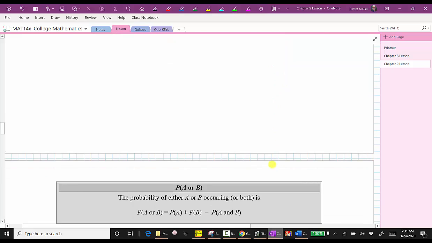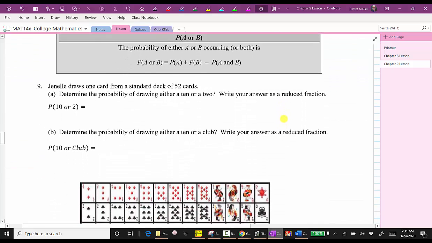And now let's talk about OR probability. The probability of either A or B occurring is equal to the probability of A plus the probability of B minus the probability of A and B. Now sometimes the probability of A and B will be 0 because A and B cannot occur at the same time. When this happens, events A and B are mutually exclusive. If A and B can occur at the same time, then the probability of A and B will not be 0 and the events are not mutually exclusive.